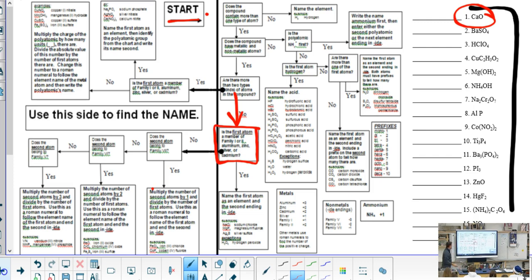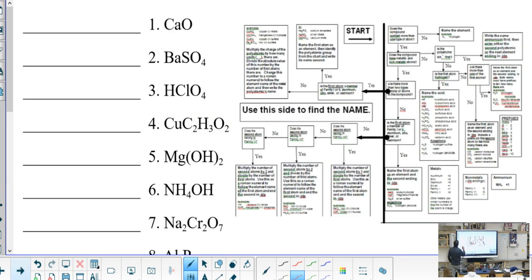Is the first atom a member of family 1 or 2? Yeah, it is. So you come down, and these are one of the easier boxes. Name the first atom as an element, and the second one ending in IDE. So what's the first atom? Calcium. And what's oxygen ending in IDE? Oxide.